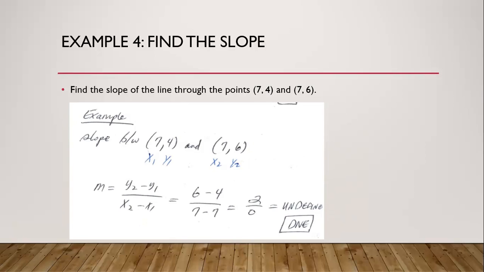All right, example 4. The slope between (7, 4) and (7, 6). Label our points. Plug into our formula. Okay. No negatives to deal with, so we're good. 6 minus 4 is 2. 7 minus 7 is 0. Then we go to our calculator. We type in 2 divided by 0. Not 0 divided by 2, but 2 divided by 0.